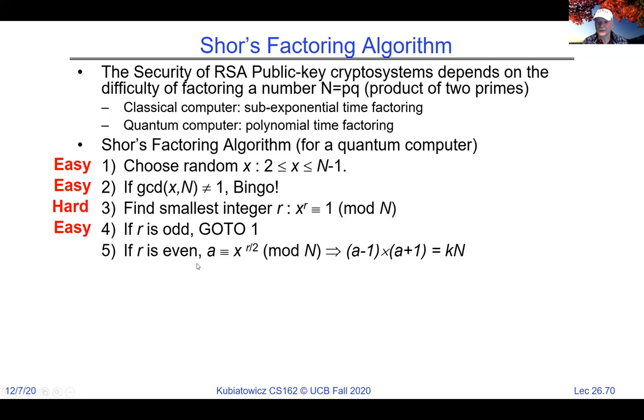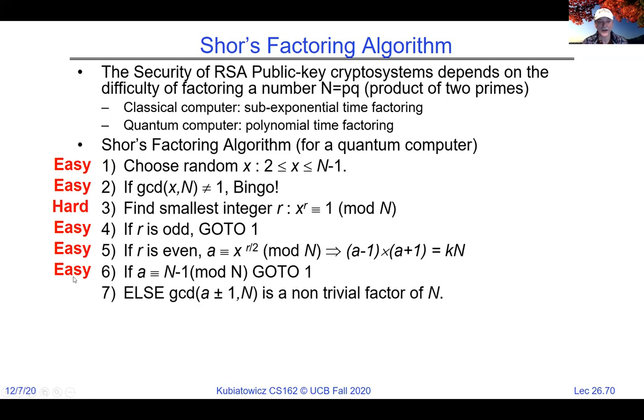If R is even, then because X to the R is equivalent to one mod N, I know that X to the R over two mod N is equal to A. And so then I can find this: A minus one times A plus one is a factor of N. And we have another failure mode here, where A is equal to N minus one. But if it isn't, GCD of A plus or minus one and N is a non-trivial factor.